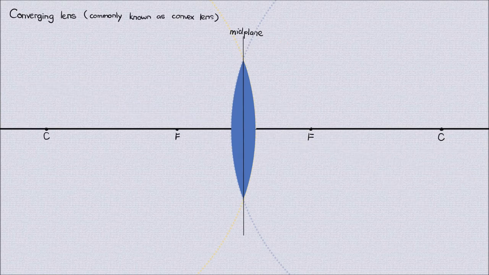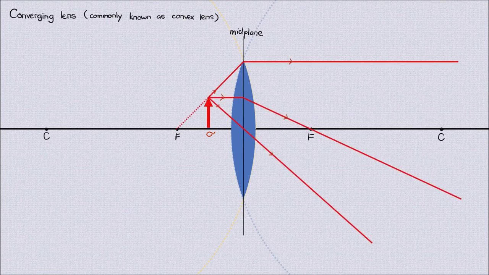Let's try and do this for another object. Let's say right now I place an object that is near to the lens. In that case, I'll try to draw the ray diagram for this situation. So I'll draw all three rays together. So this will be the result.